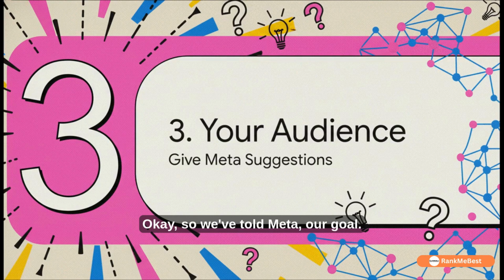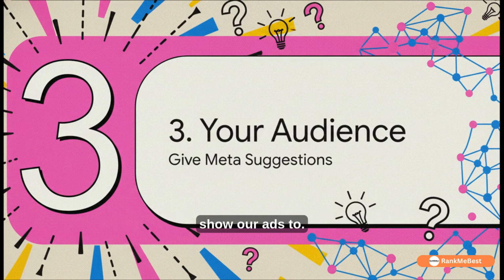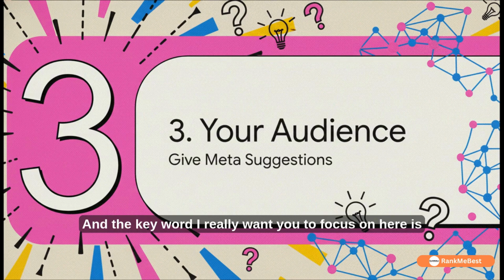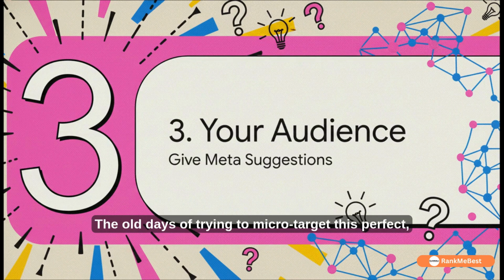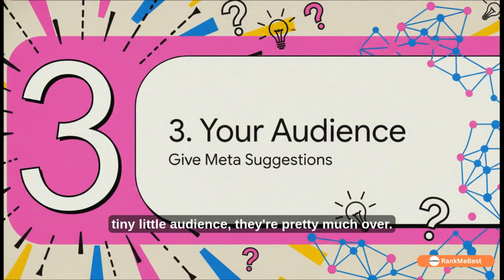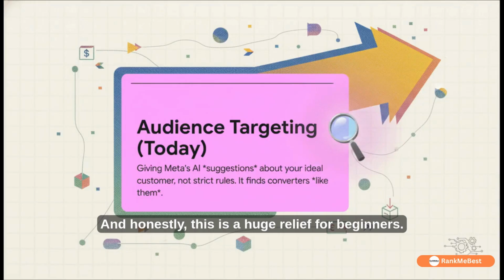Okay, so we've told Meta our goal. We want leads or we want sales. Now we need to give it a starting point for who to show our ads to. And the keyword I really want you to focus on here is suggestion. The old days of trying to micro-target this perfect, tiny little audience, they're pretty much over. Today, our job is to work with the AI, not try to outsmart it. And honestly, this is a huge relief for beginners. You no longer have to build this tiny, perfect little cage and force the AI to stay inside.